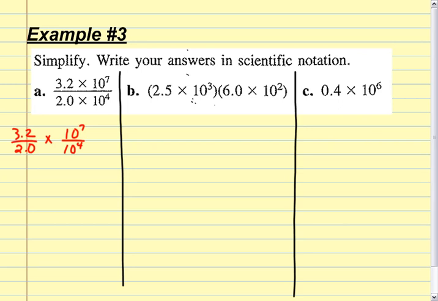What can we do with the tens? 10 to the third, right? We just subtract those exponents. Now, just one on the bottom so I don't have to write it. But what do I get? What is 3.2 divided by 2.0? 1.6?